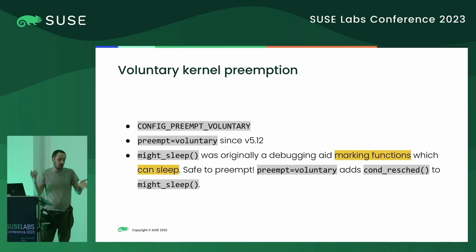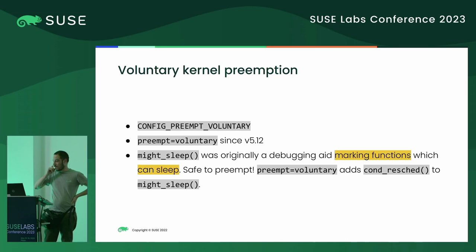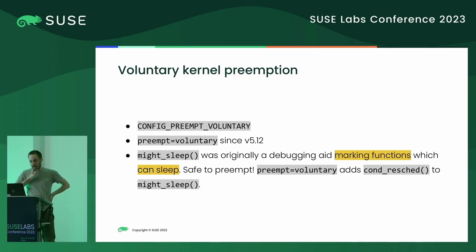And Ingo thought, if someone took care of annotating all the places where I can sleep, then how about I put a scheduling point there? It's safe. So Ingo and Arjan put cond_resched into might sleep, and so you would check the need resched flag, and if necessary, you would leave the CPU. Yes, this is what preempt voluntary is about.